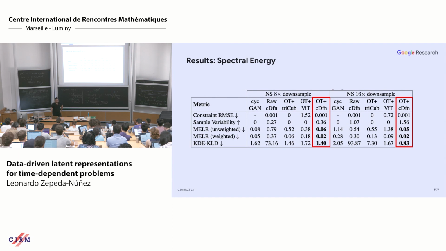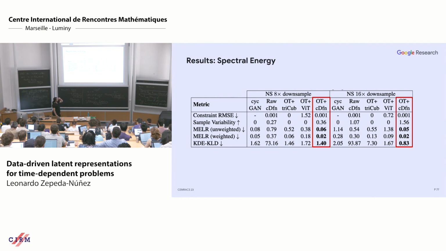These are other very typical measures of distributions. So you have basically how well the constraint works. You can see our results are in red, they score very well. How much sample variability do you have? You still have a pretty good amount of variability.